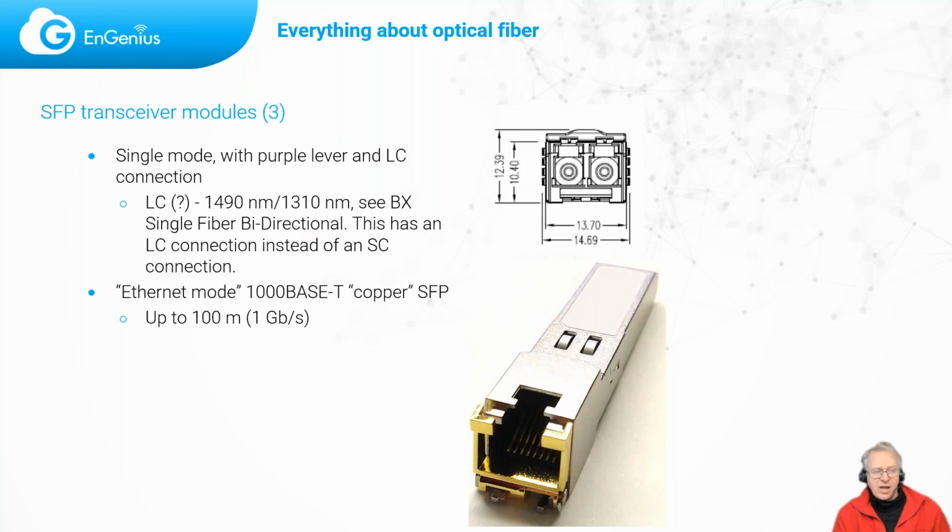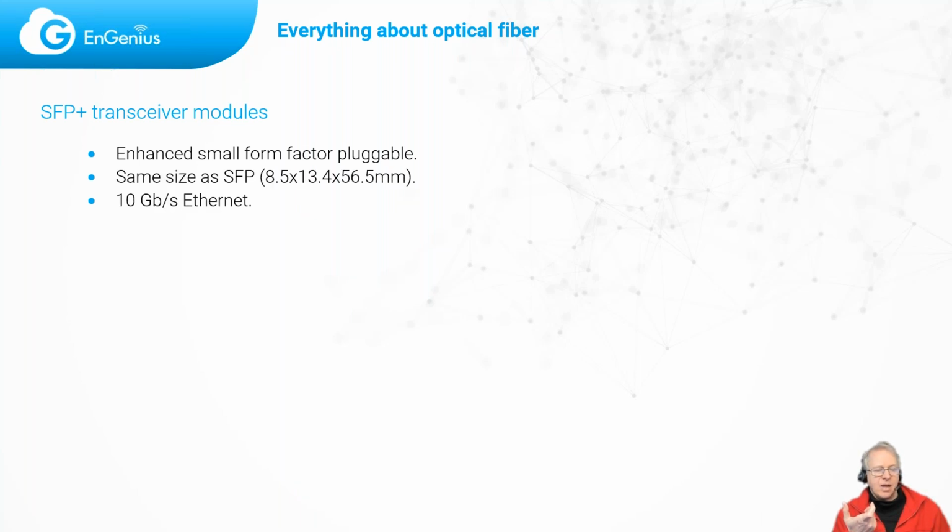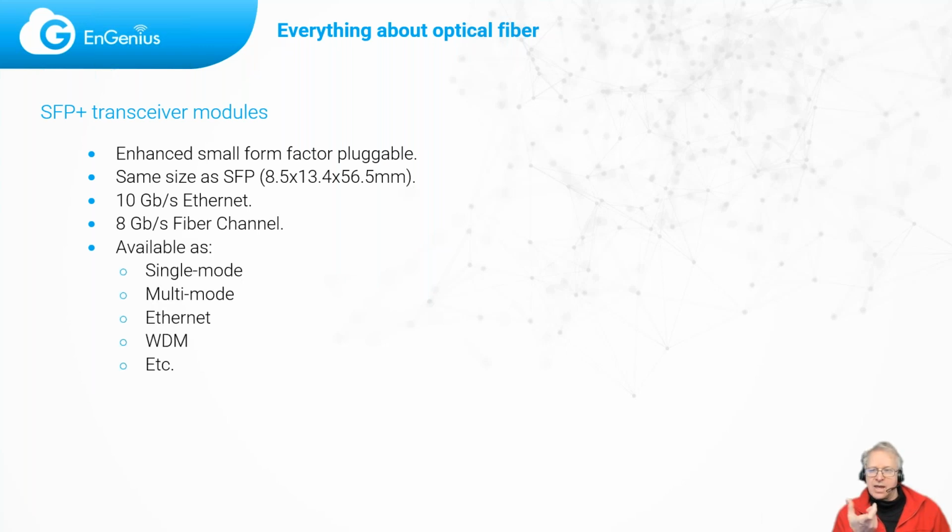So we talked about SFP, and we have SFP. SFP is always one slow, like 1 gigabit speeds, or 100 megabits for the older ones. SFP plus is the same physical size, but it supports 10 gigabit. And again, just like the SFPs, we can have them in all kinds of flavors: single mode, multi-mode, Ethernet, wave division multiplexing, etc.